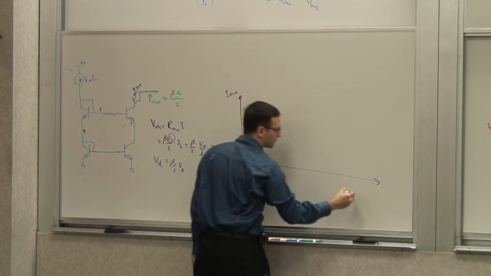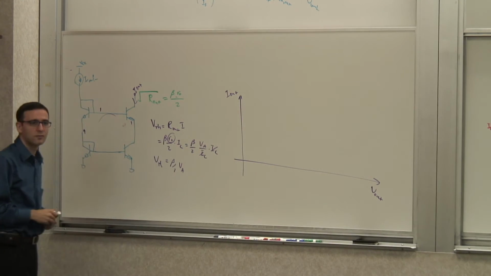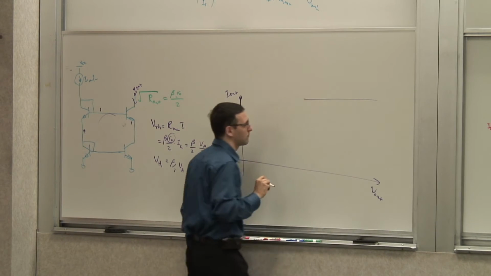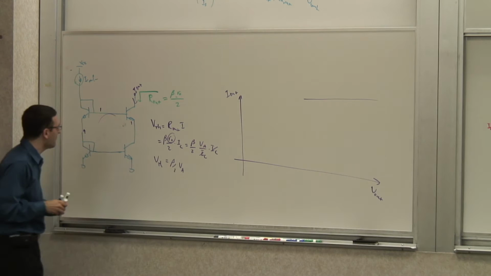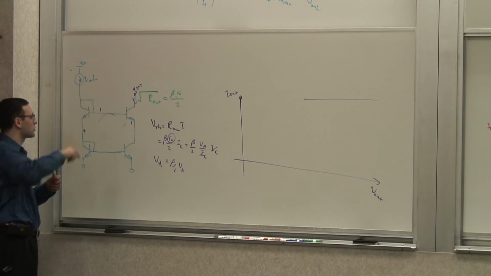V out. How low can this voltage go before this stops being, at very high voltages, so this is relatively flat, right, because it has a very high output impedance. But at some point it stops being like that. So where's that point? How low can this voltage go?